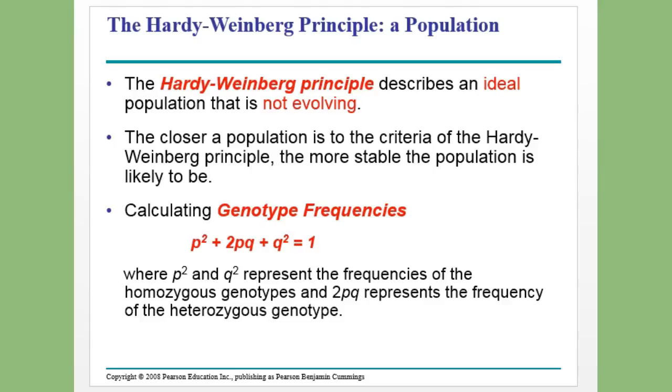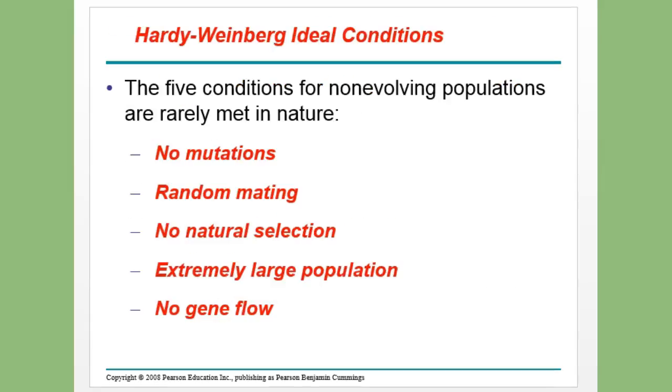Calculating genotype frequencies, the equation is P squared plus 2PQ plus Q squared equals 1, where P squared and Q squared represent the frequencies of homozygous genotypes and 2PQ represents the frequency of the heterozygous genotype.